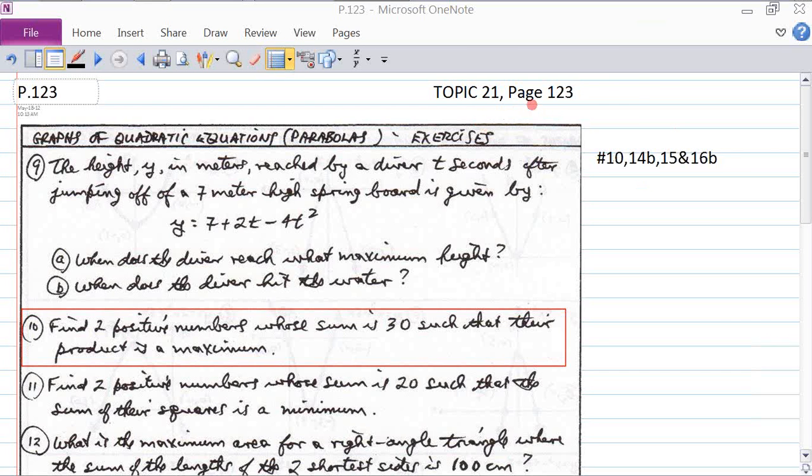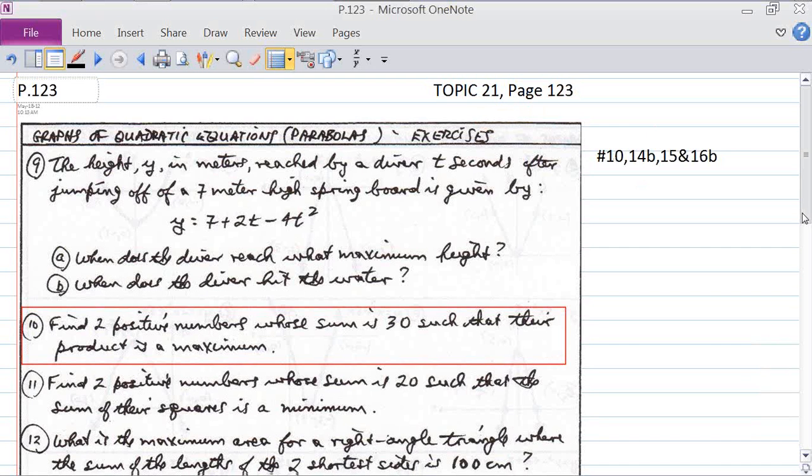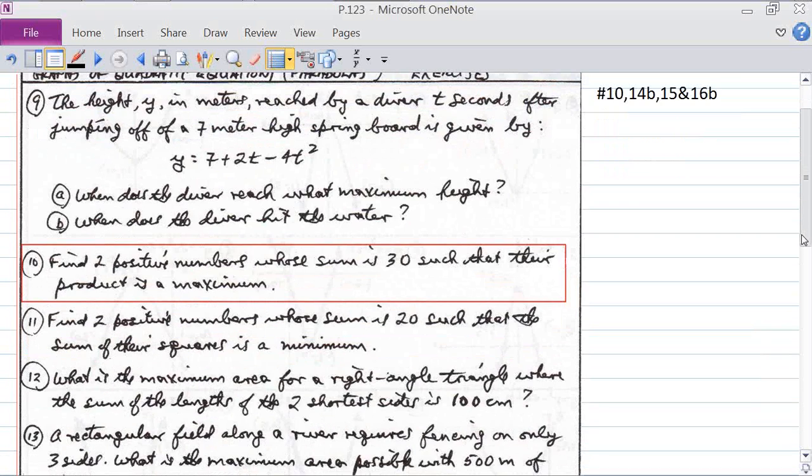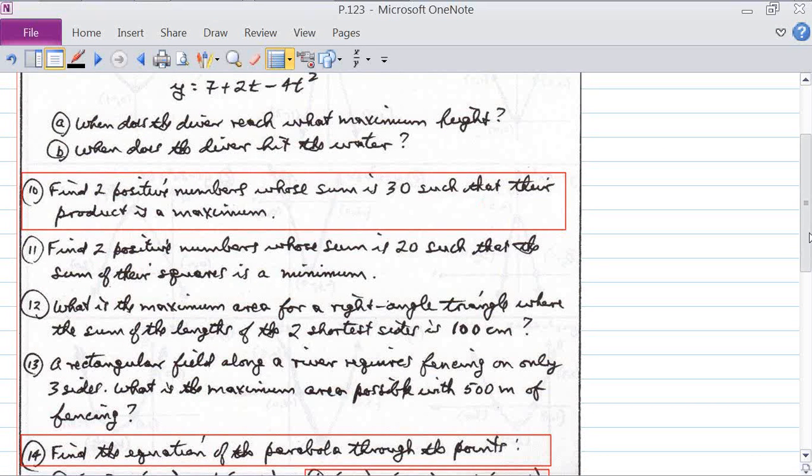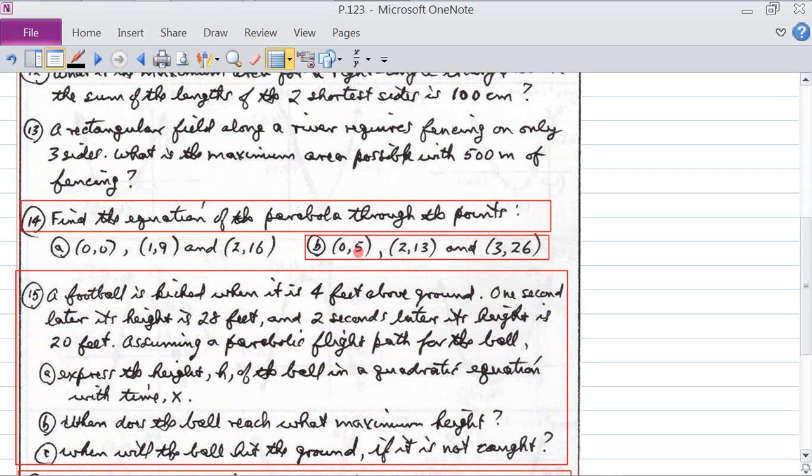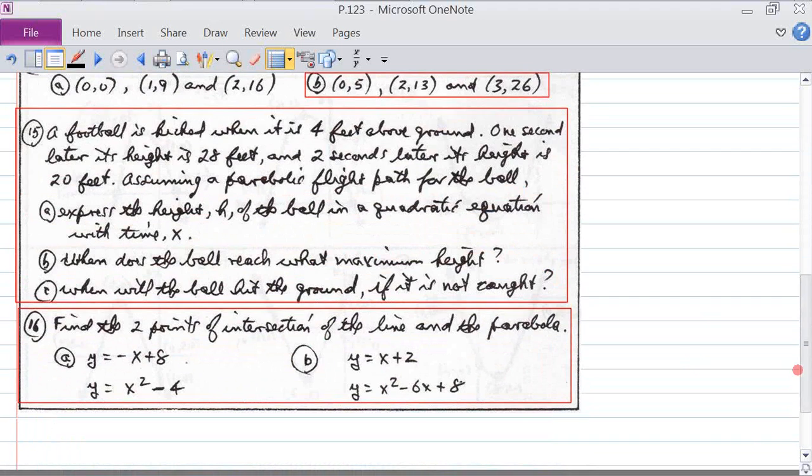So we're on page 123, and the problems we're going to do are number 10 right here, and we're going to do 14b, this problem right here. We're going to do 15, and we're also going to do 16b.